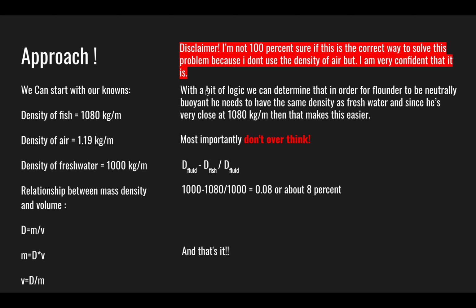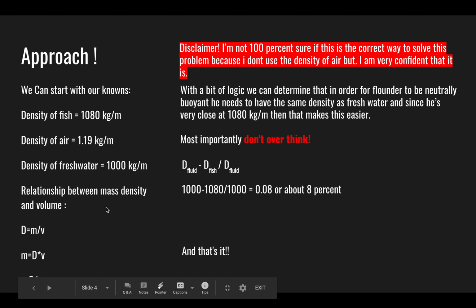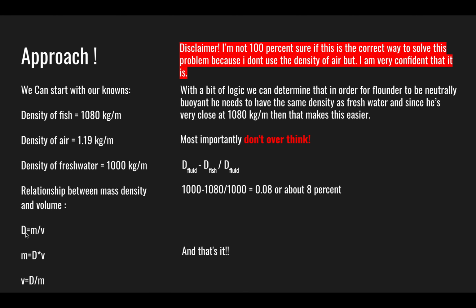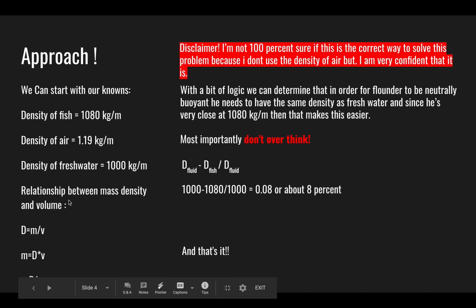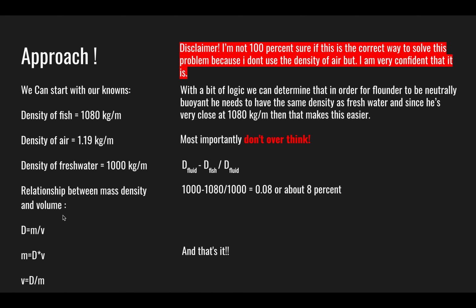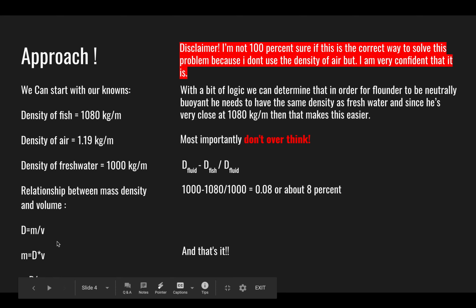This is basically explaining what I said earlier. For him to be neutrally buoyant, he has to have the same density as freshwater. And since we're not given any mass or volume in the question, we could use a series of these equations that explain the relationship between mass, density, and volume to figure out how much he should expand. But since we're not given masses and volumes, it doesn't make sense to use those.